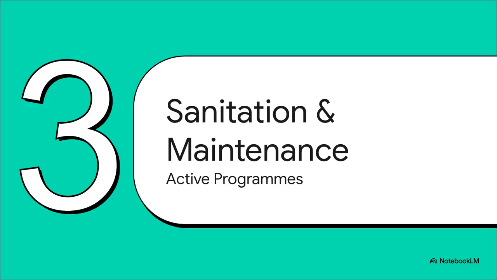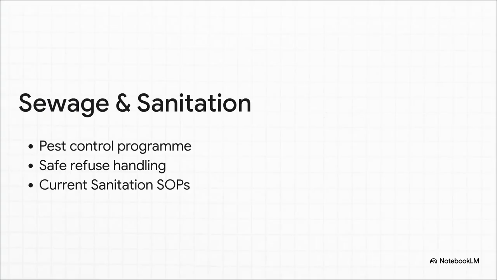Okay, let's turn to Section 3, sanitation and maintenance, active programs. As we all know, a building doesn't just stay clean on its own. Sections 211.50 and 56 make it very clear that sanitation isn't just sending someone in with a mop. It requires rigorous, written programs.